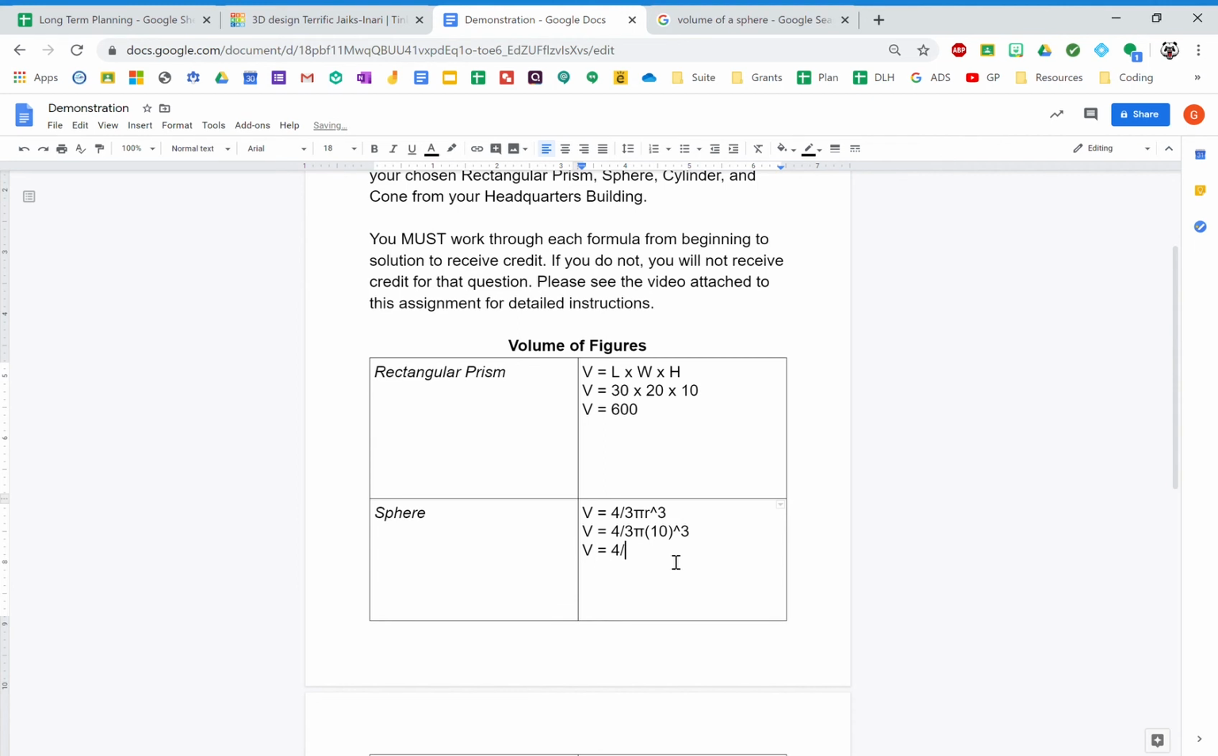Volume equals 4 over 3 times 3.14 times, and then 10 to the third power is going to be 10 times 10 times 10. So that's going to be 1,000. And you can carry on like this, and you can finish and multiply.